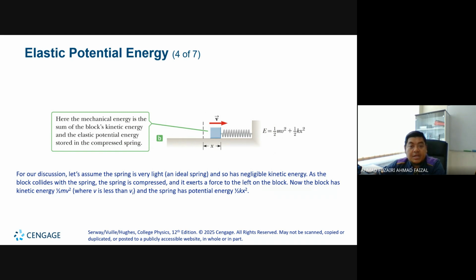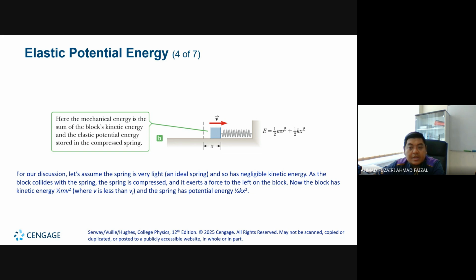For our discussion, let's assume the spring is very light, because sometimes the spring can be very heavy. But here we assume that the spring is light, and that means we can put away the mass of the spring, so we neglect its kinetic energy. As the block collides with the spring, the spring is compressed and it exerts a force to the left on the block.